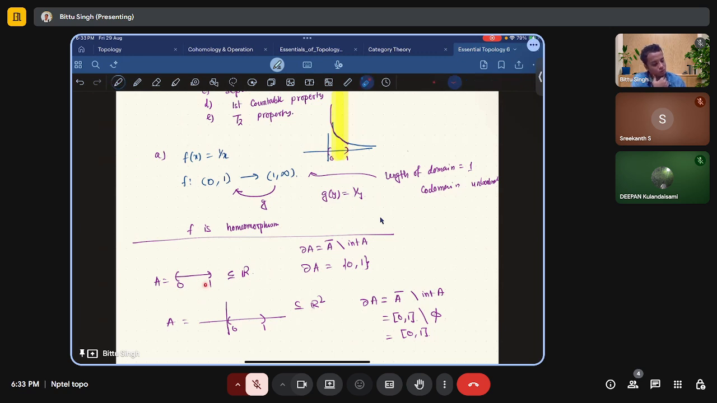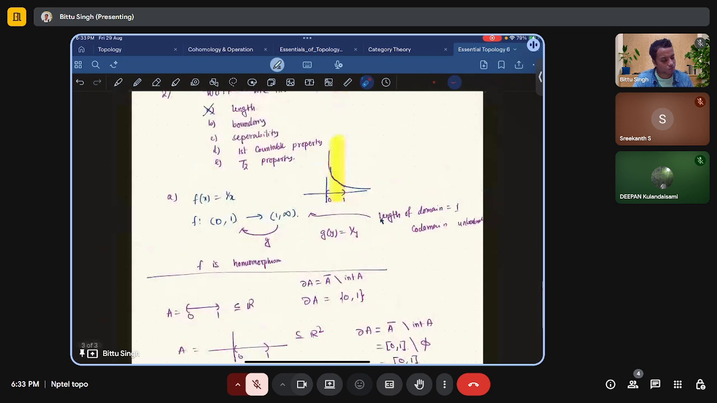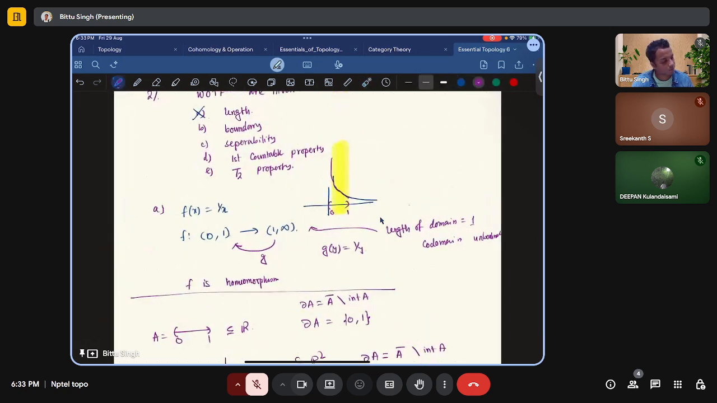Those two sets are homeomorphic, but I am viewing this set as a subspace of R, and this set as a subspace of R2. Then we can see the boundaries are different. Boundary depends on where the subspace is. Okay, so boundary is not preserved.